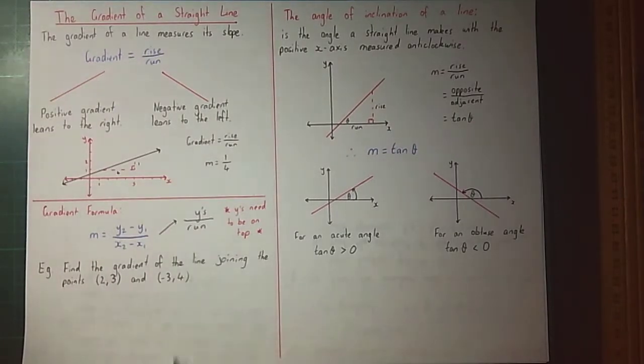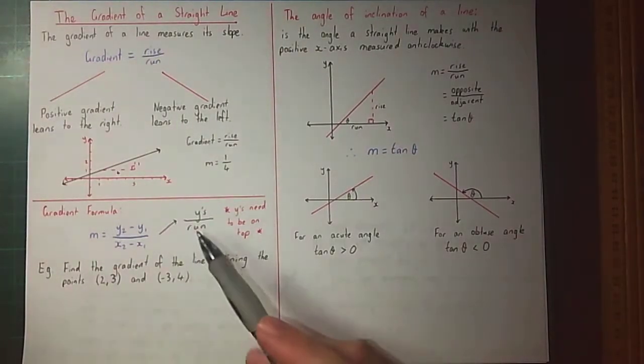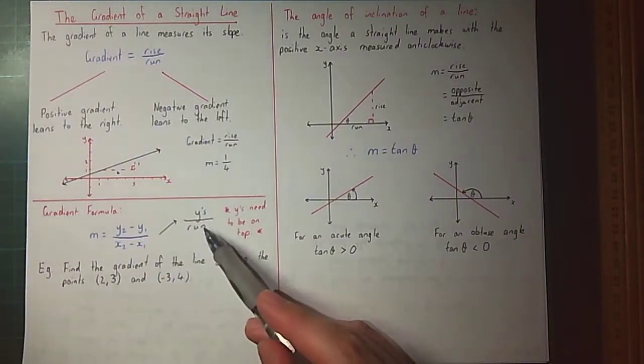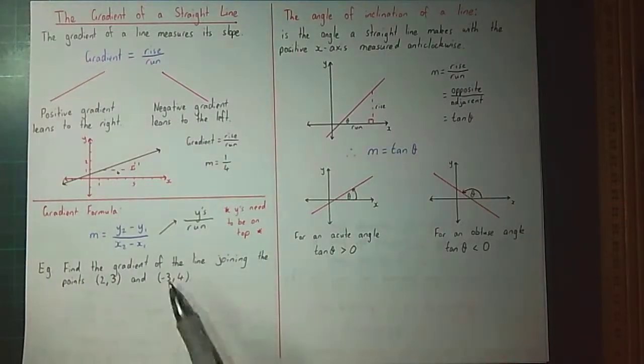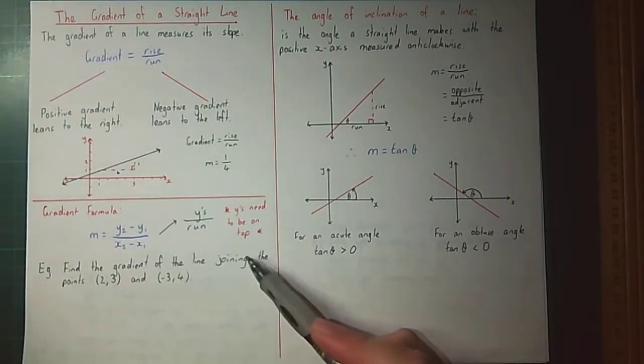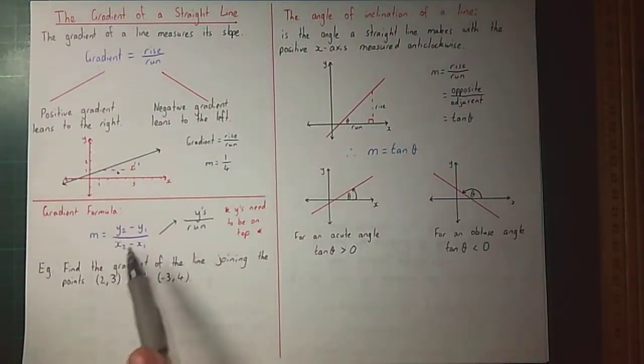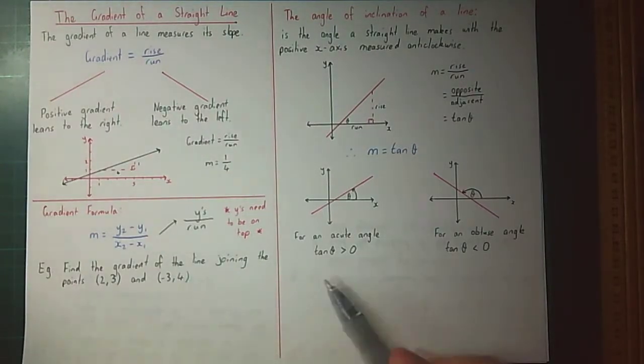What's helpful in order to remember this is that it's y's over x's. That's because it's similar to the rise over run idea. That means that the y's need to be on top. The order of whether we have y2 or y1 first doesn't matter, or the x2, x1, as long as the 2's go first or the 1's go first and the y's are on the top. That's what has to happen in order for this formula to work.